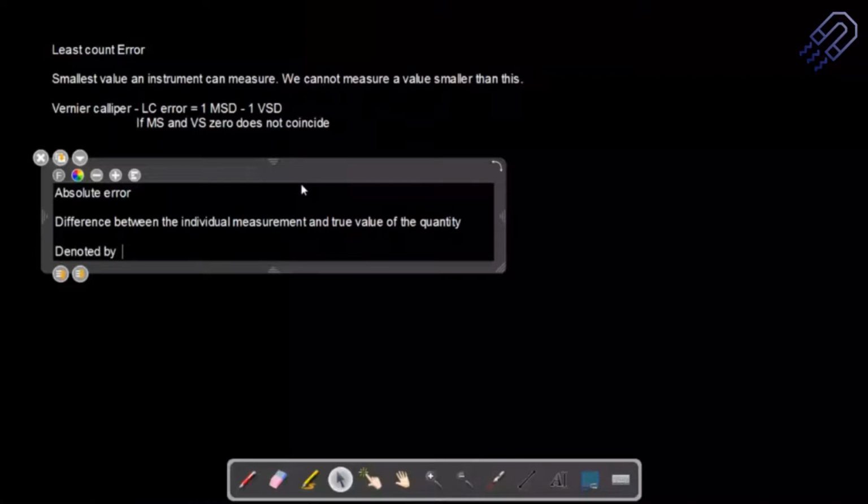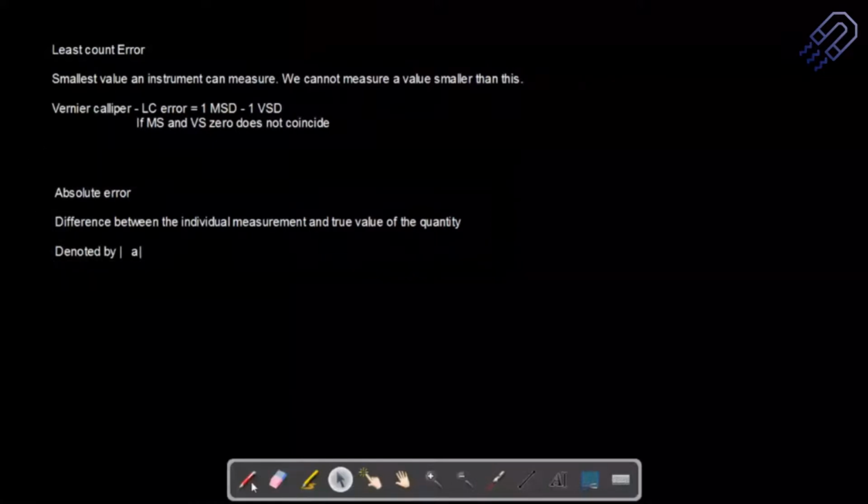It's basically an absolute value. Whichever value you take before the other, you're always going to have a positive result. So this is delta A. This is how it is denoted, and it means that this is always positive.